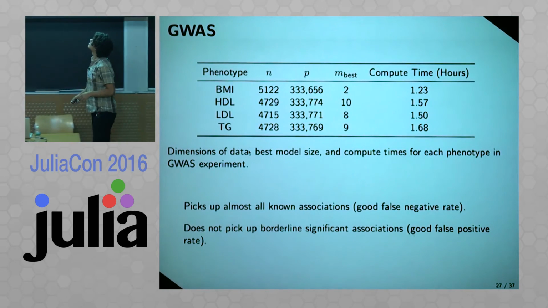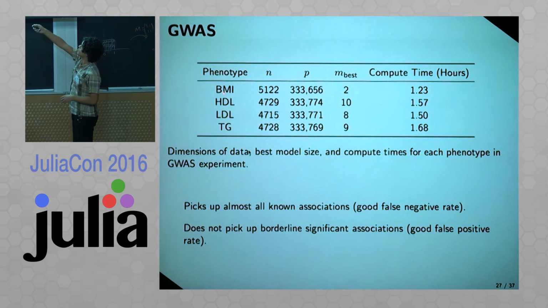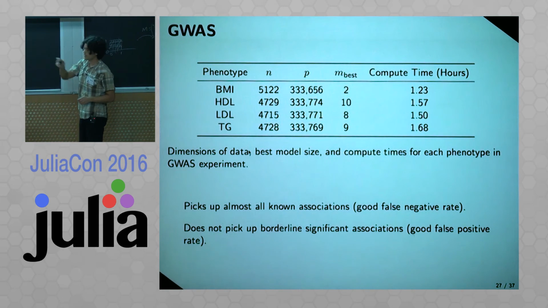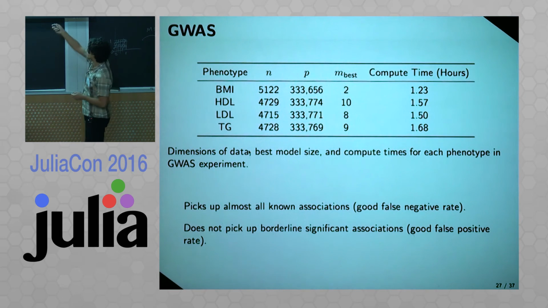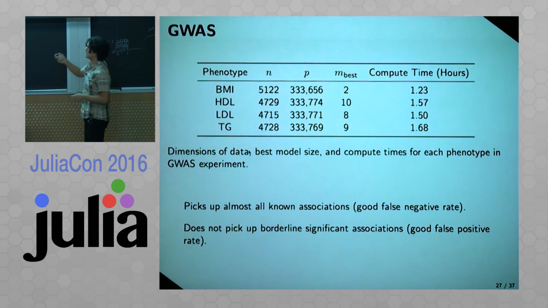And this is what we get. We can compute for these 4 phenotypes the best set of predictors. They're all pretty small, you'll observe. And it doesn't take that long. It's about an hour and a half each time.